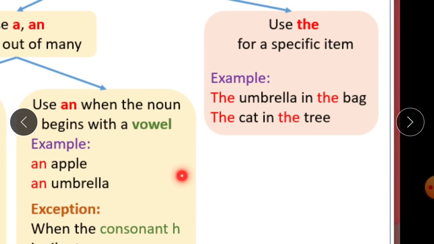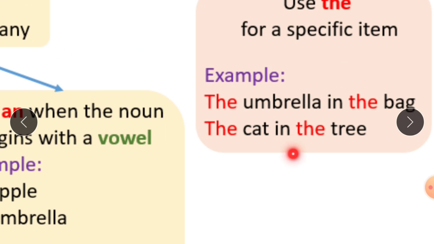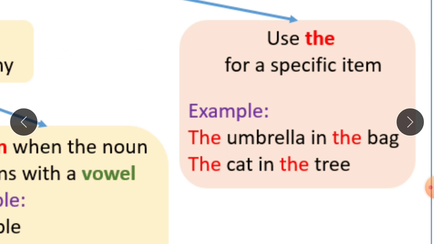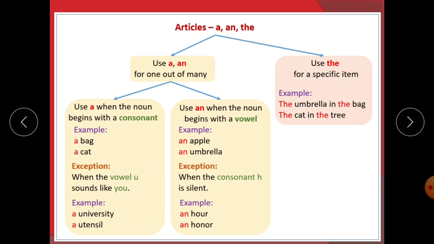Okay. Now let's see the use of the. For a specific item, for a particular one, we use the. For example, the umbrella in the bag means a special umbrella is here and a special bag is the particular one. The cat in the tree. We are talking about a particular cat. The cat in the tree.